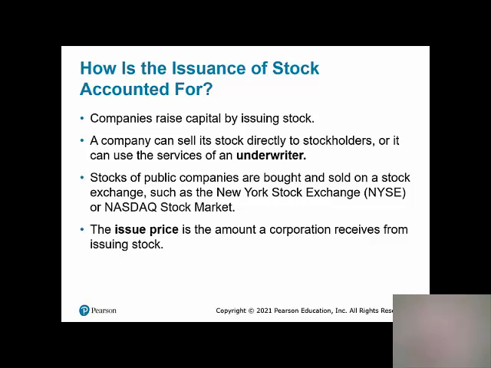Most of the time, the company is going to sell its stock either directly to the stockholders or it's going to use the services of an underwriter. So an underwriter is just usually a large financial company like Goldman Sachs that markets shares of stock to the public. Now, the underwriter can assume some of the risk involved in issuing the stock by agreeing to buy the stock if all of it doesn't sell. So there are just different ways of handling the risk involved in issuing stock.